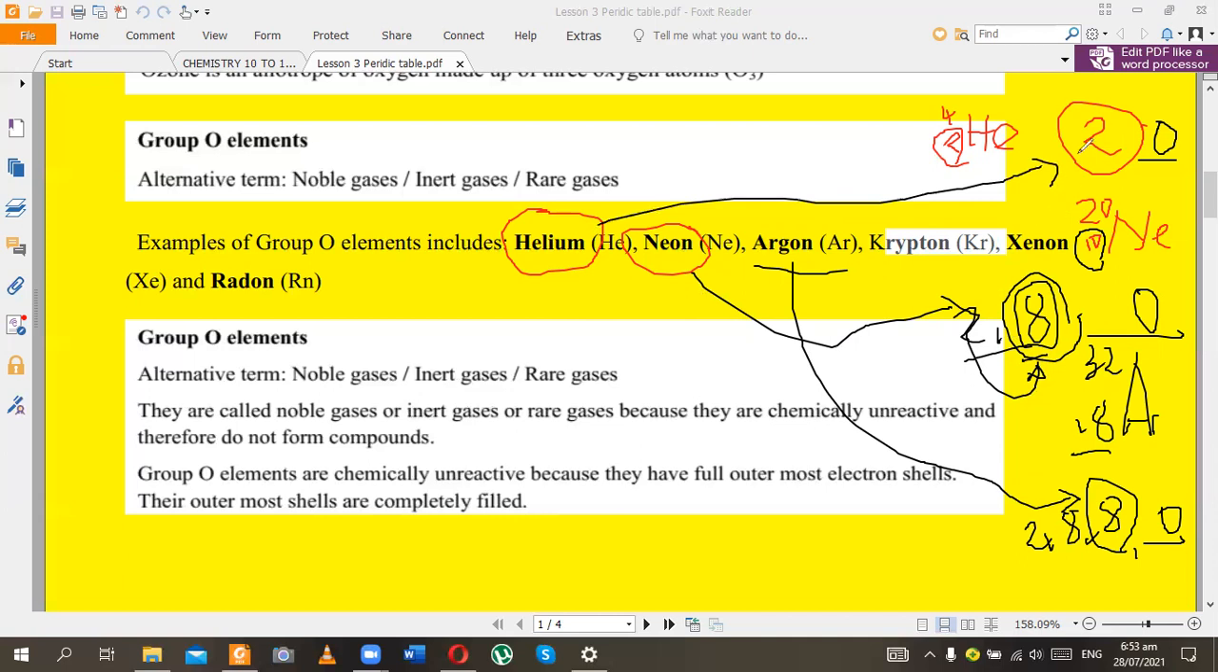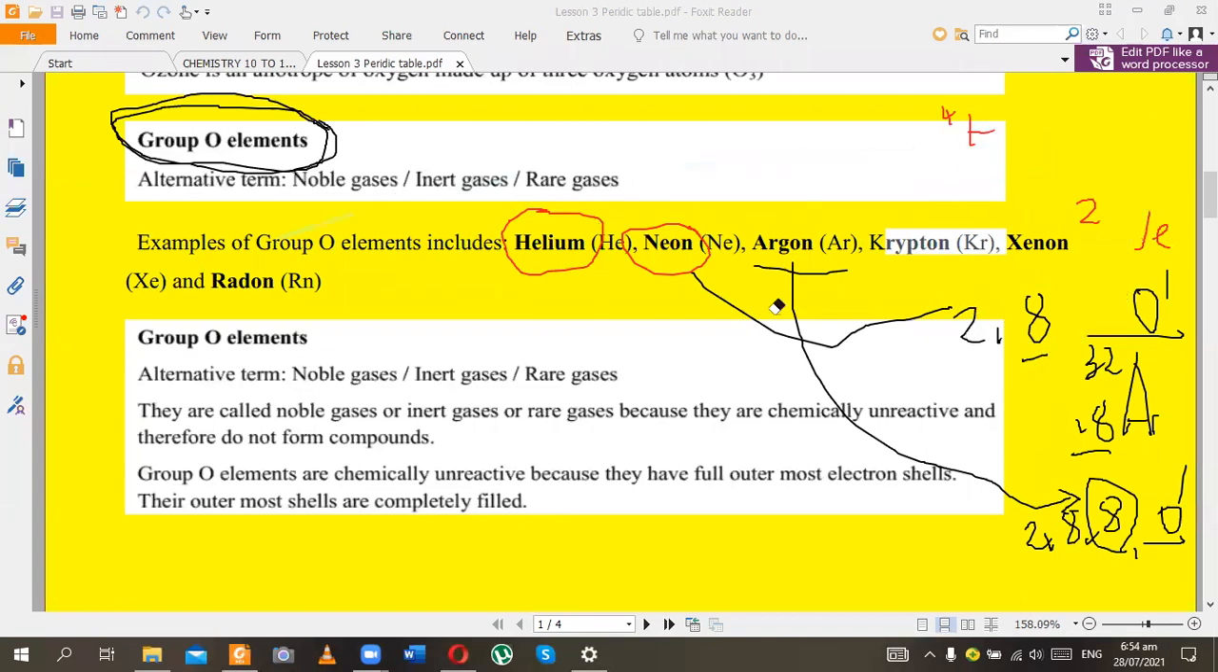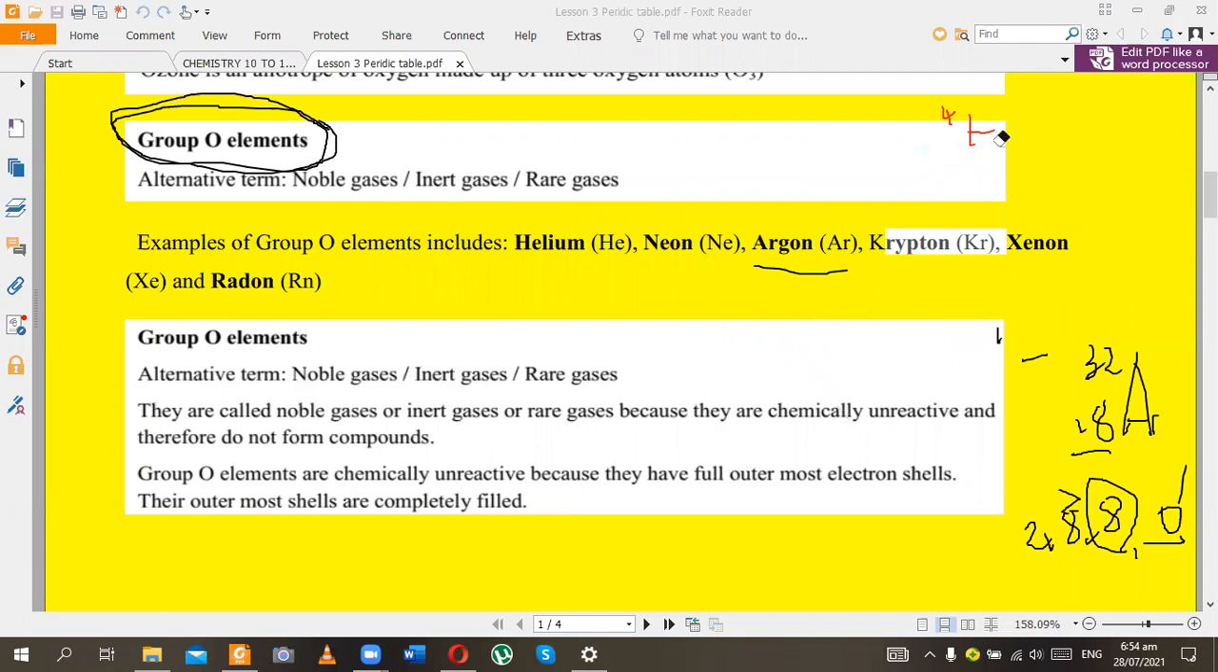Because of that, we say after the fully occupied shell, how many electrons are in the next one? You can see that this one has 0, this one has 0, and that one has 0. Therefore, they agree to call them group 0. Why? Because after the fully filled shell, the next one does not have anything. Therefore, it's in group 0. I was just trying to introduce to you why these are called group 0 instead of group 8.